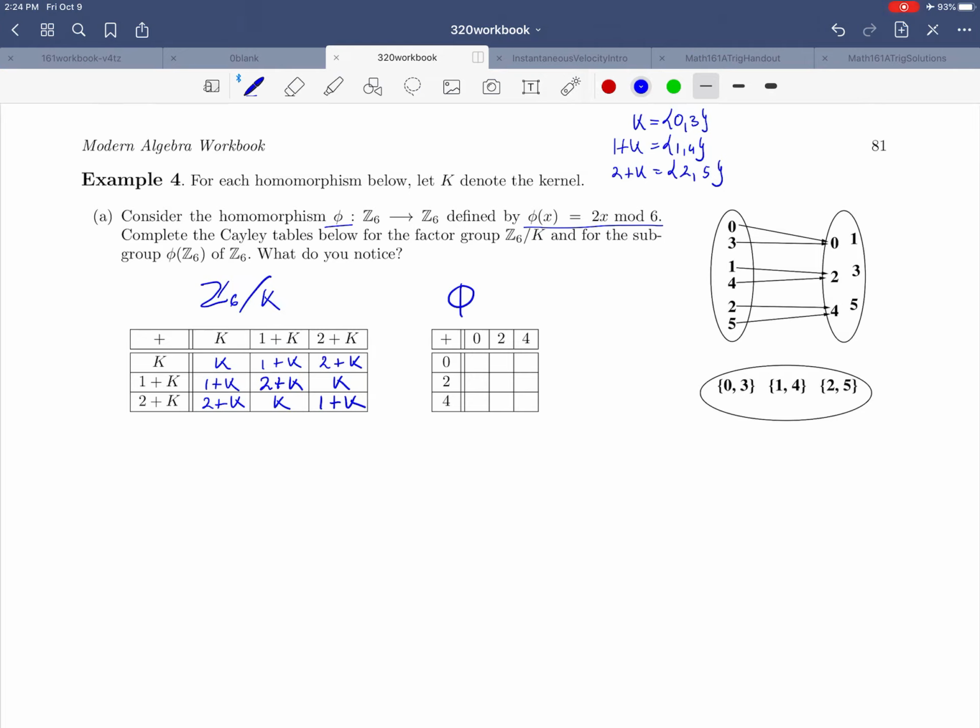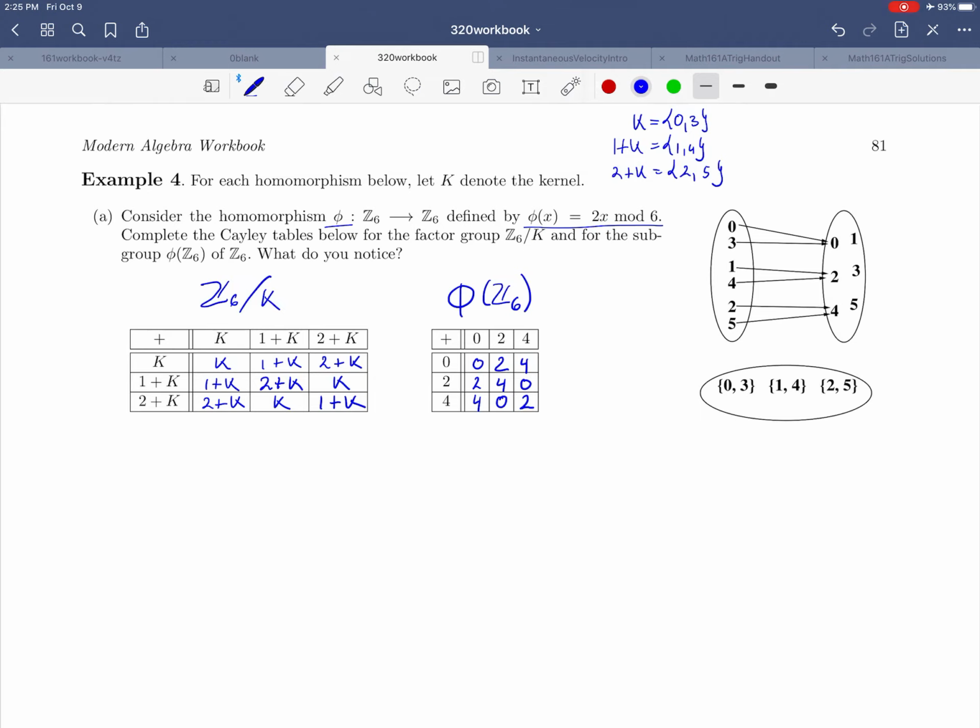Now, what about phi of Z6? What does that look like? Well, it's our group under addition that contains 0, 2, and 4. And 0 is the identity. So we have 0, 2, and 4 in the first row and in the first column. And then what is 2 plus 2? That's 4. What is 2 plus 4? Mod 6, that's 0. What is 4 plus 2 mod 6? That's 0. And 4 plus 4 mod 6, that's 2.